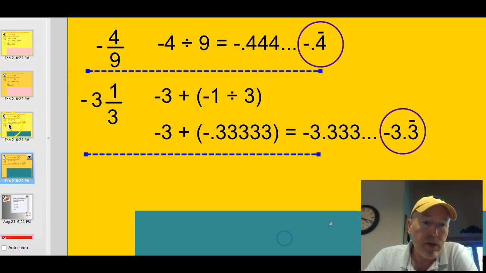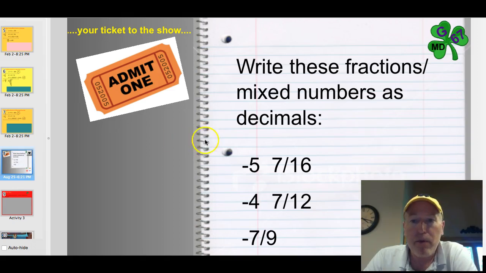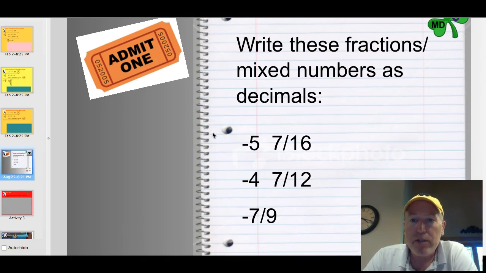I don't think I had anything else down there. I think it's time for the ticket out the door. I have 3 problems for you. Please write these fractions or mixed numbers as decimals. Notice all 3 are negative. Okay, I'll give you a second to write those down.